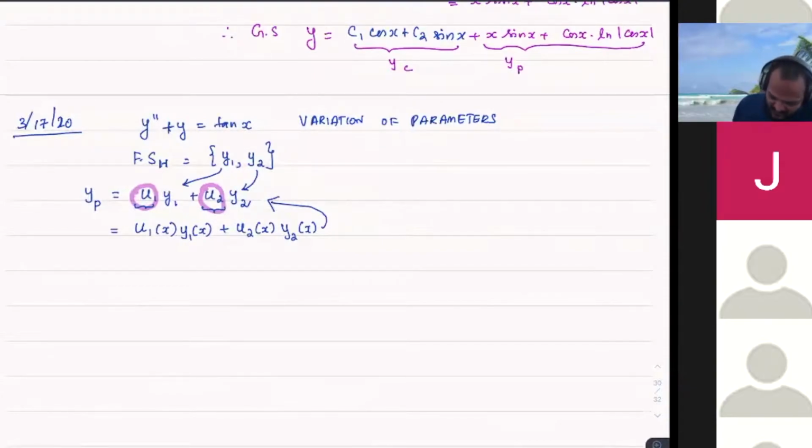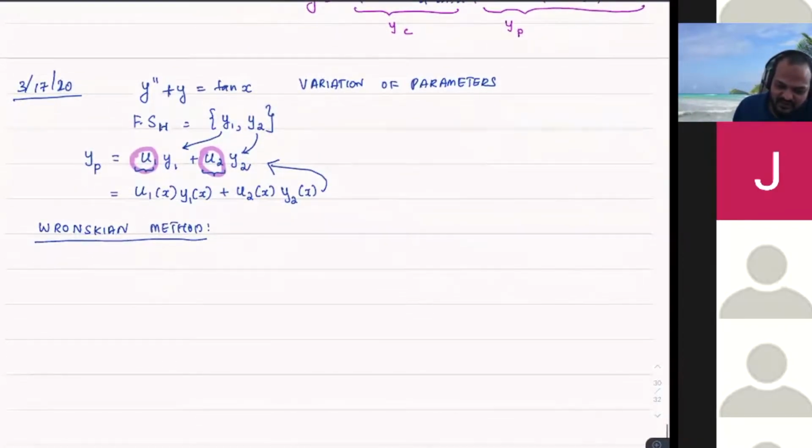To do that, there is something called the Wronskian. We are going to use this Wronskian, or you can say the Wronskian method, and that's okay. What is this Wronskian business? This is what we are going to do.